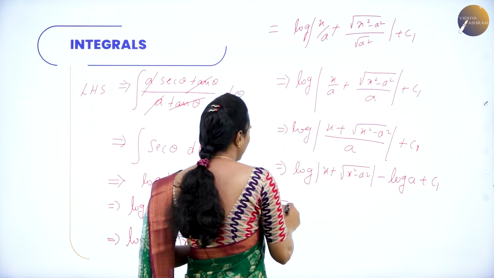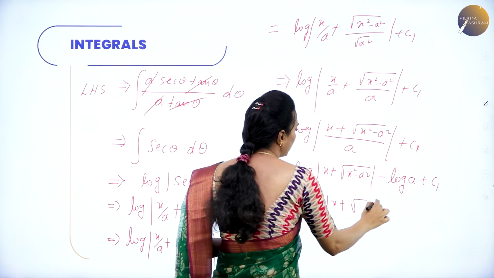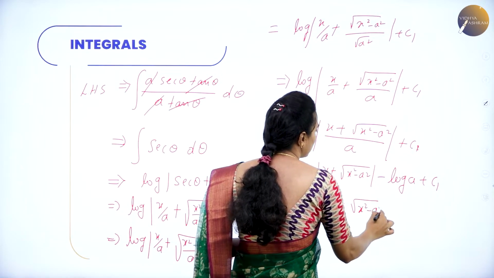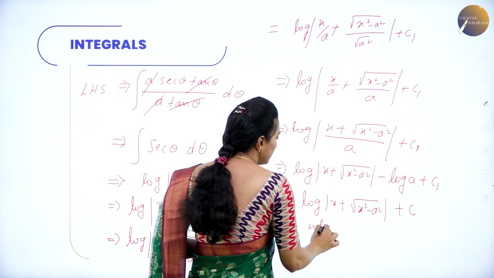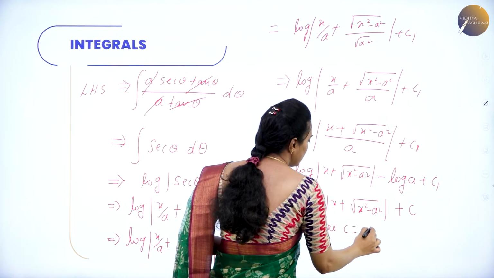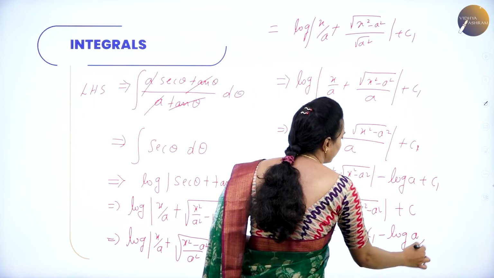Now here you can write it as log of modulus of x plus under the root x squared minus a squared plus c, where c is equal to c1 minus log of a, that is modulus of a.